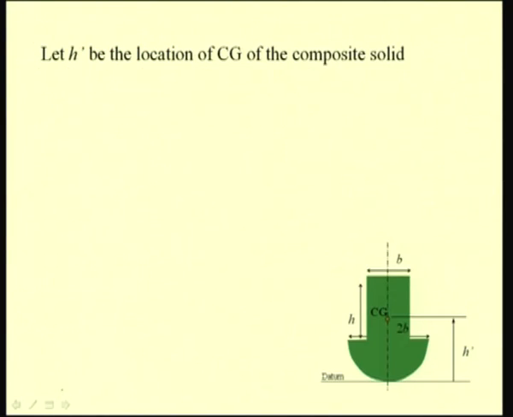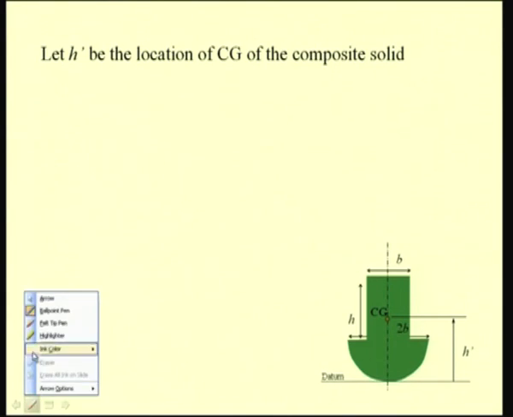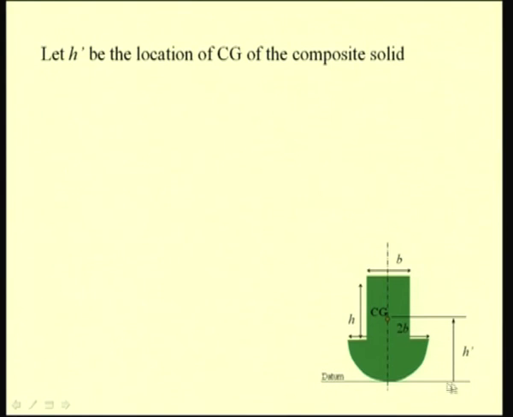So, let us try to first find the expression for the center of gravity for this composite solid. Let us define a datum as described in this picture, and let h prime be the location of the CG of this composite solid composed of the cylindrical portion and the hemispherical portion. The various dimensions are given, like h being the height of the cylindrical portion, b the diameter of the cylindrical portion, and 2b the diameter of the hemispherical portion. So, let us first compute or get the expression for this h prime.